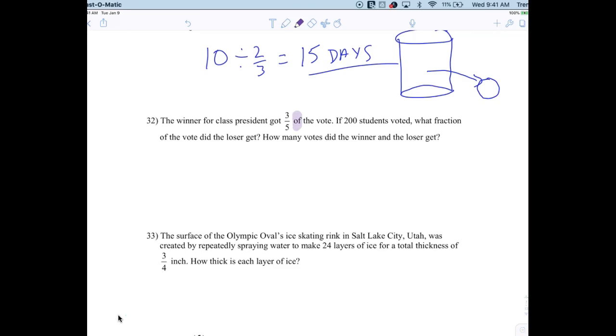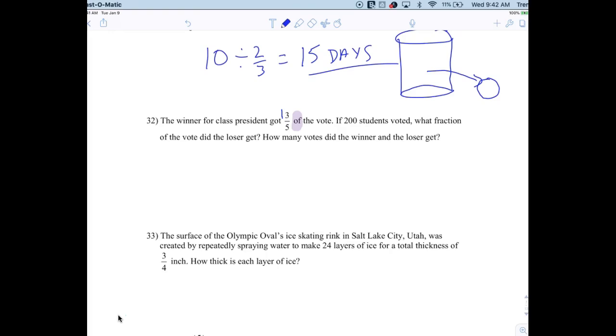Now, here's that word. I'm not even reading, but it says 3/5 of the vote. Of means what? Multiply them together. So the winner for class president got 3/5 of the vote. If 200 students voted, how many people voted for the winner? What would I do? So you do 5 times 20. Wait a minute. What fraction am I doing? Right, okay, so hold on. I was jumping ahead. I didn't read it, so you're probably right, but I was just jumping ahead.